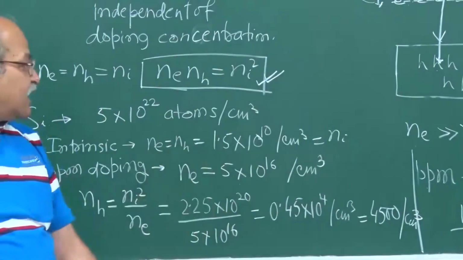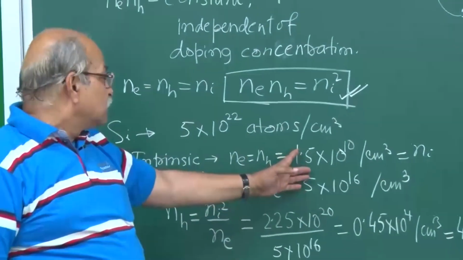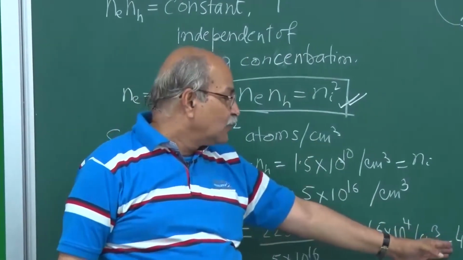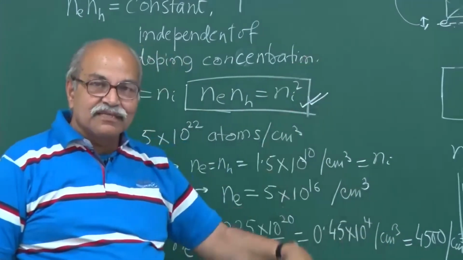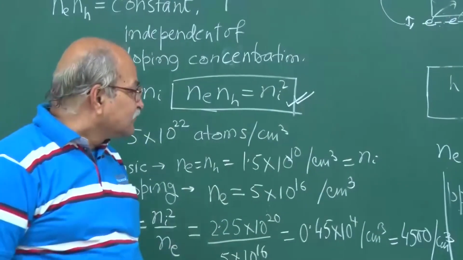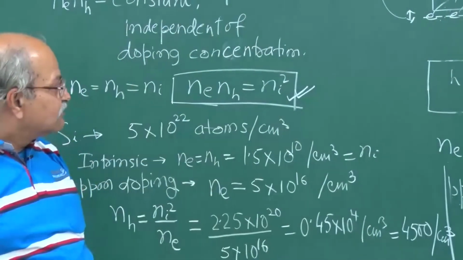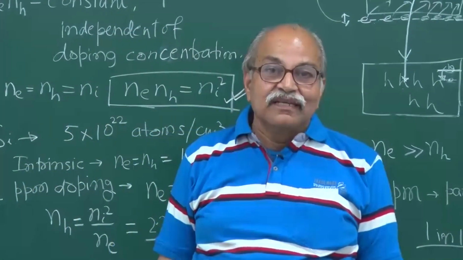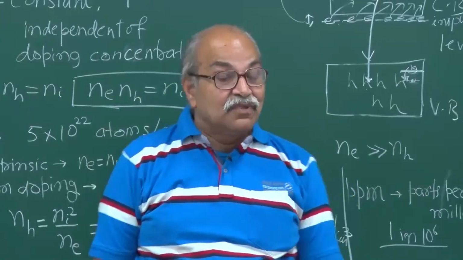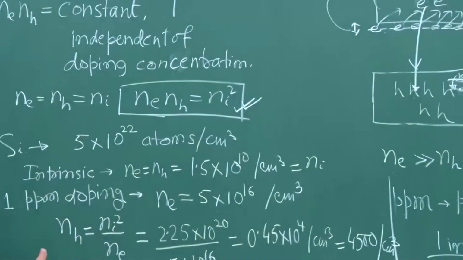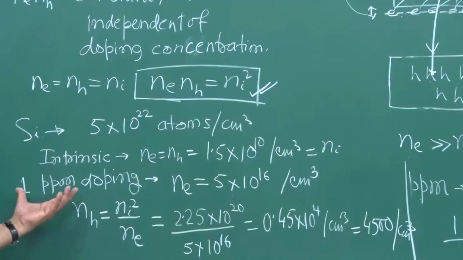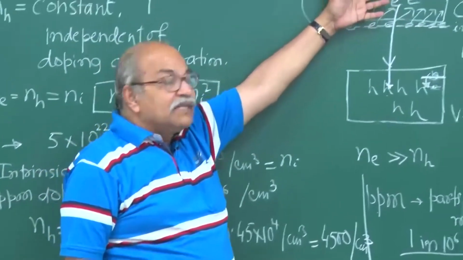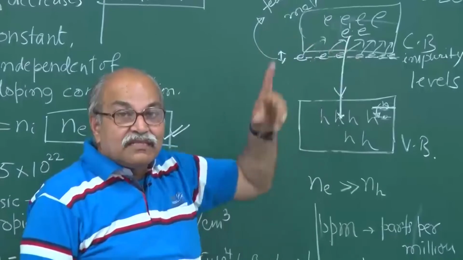Okay, so the number of holes has gone from 1.5 into 10 to the power 10, from here it has gone to just 4,500. The number of holes has gone terribly down. So that is how you have these charge carrier densities in a doped semiconductor, and that is how you are controlling the conductivity, because the doping is under our control. Whether we do 1 ppm doping or what ppm doping, that is under our control, and that will decide what will be the conductivity of this material.